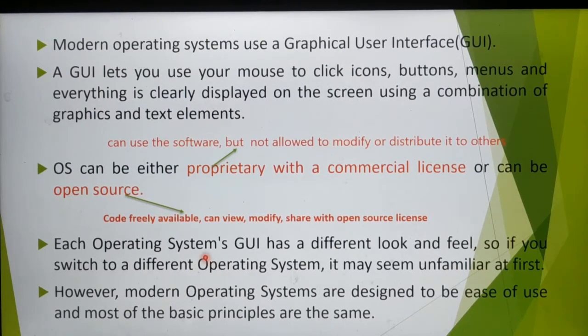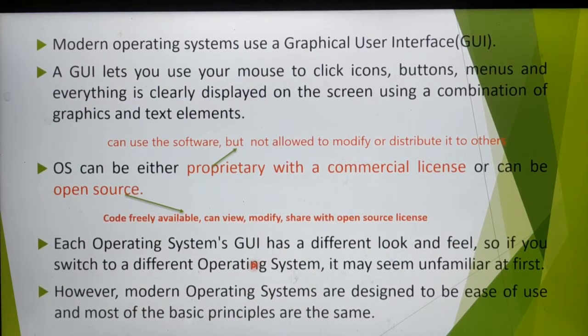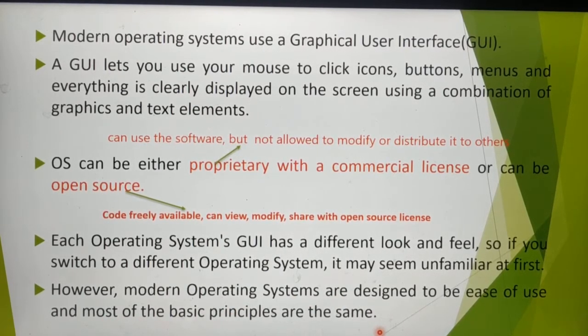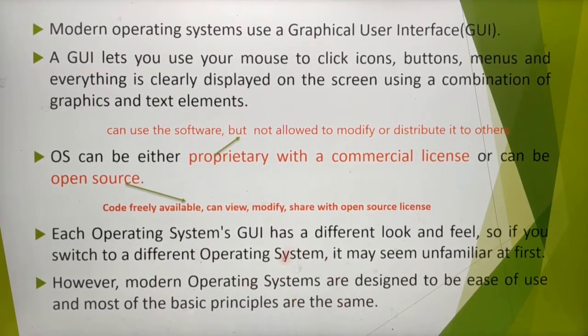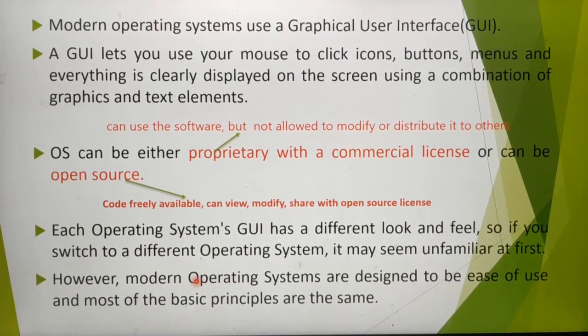Next point, each operating system's GUI has a different look and feel. So if you switch to a different operating system, it may seem unfamiliar at first. The graphical user interface of each operating system is different based on its look and working environment. If you are using the operating system for the very first time, it may seem unfamiliar. It's natural. However, modern operating systems are designed for ease of use and most of the basic principles are the same. Today, all the modern operating systems are designed to be used in an easy manner. All the operating systems' basic principles are the same.